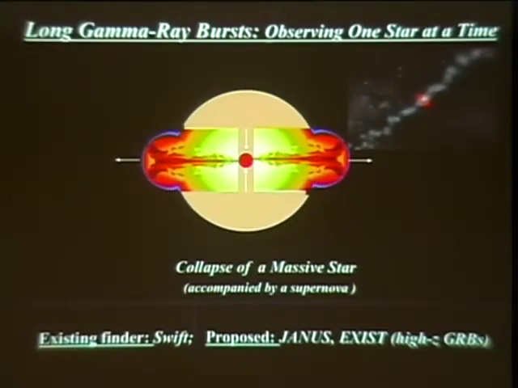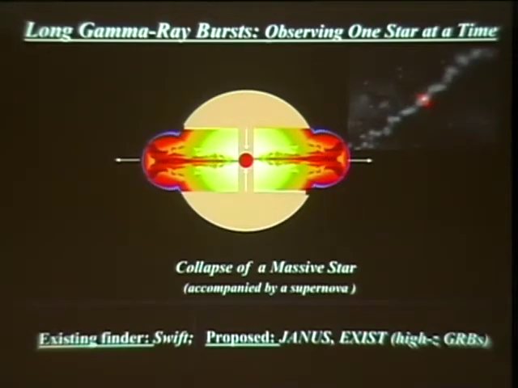So these jets have to penetrate through the envelope of the star, and they can drill a hole in the star, and eventually when they come out, the observer would see a flash of gamma rays, X-rays, and so forth. And this is the popular model for long-duration gamma ray bursts, where you can, in principle, observe the collapse of a star, one star at a time. And because they are so powerful, these gamma ray bursts, you could, in principle, see them and their afterglows, all the way out to the time when the first stars were formed.